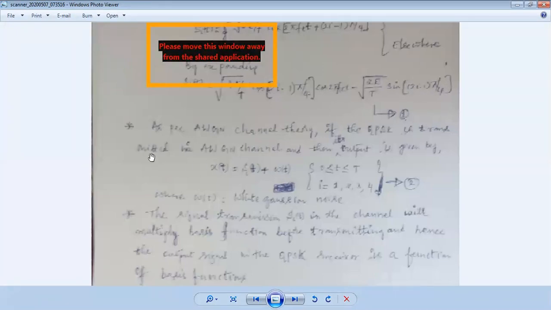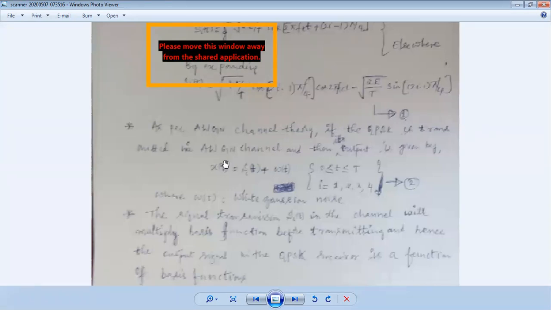But now when you come back to the received signal, it acts over the AWGN channel. If the QPSK signal is transmitted over the AWGN channel, then the output is given by x of t equals si of t plus w of t. This is the output, for example, when the signal is transmitted from the input to the local generator.